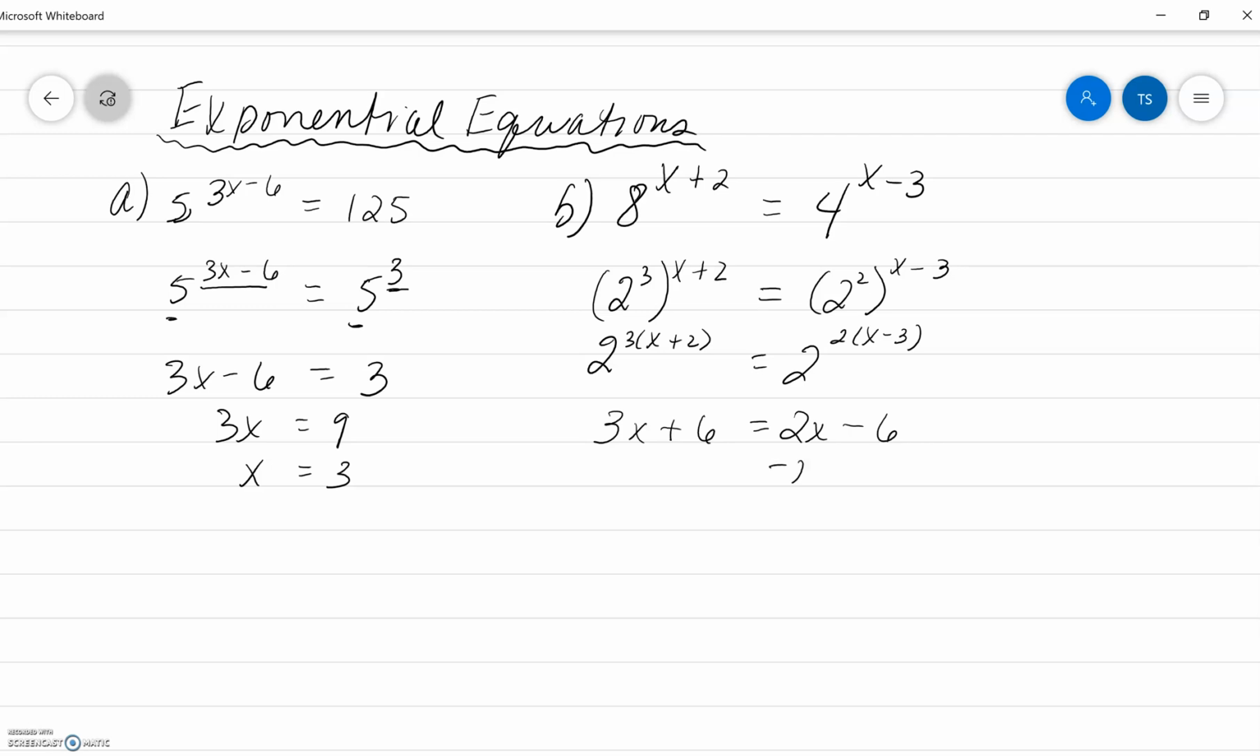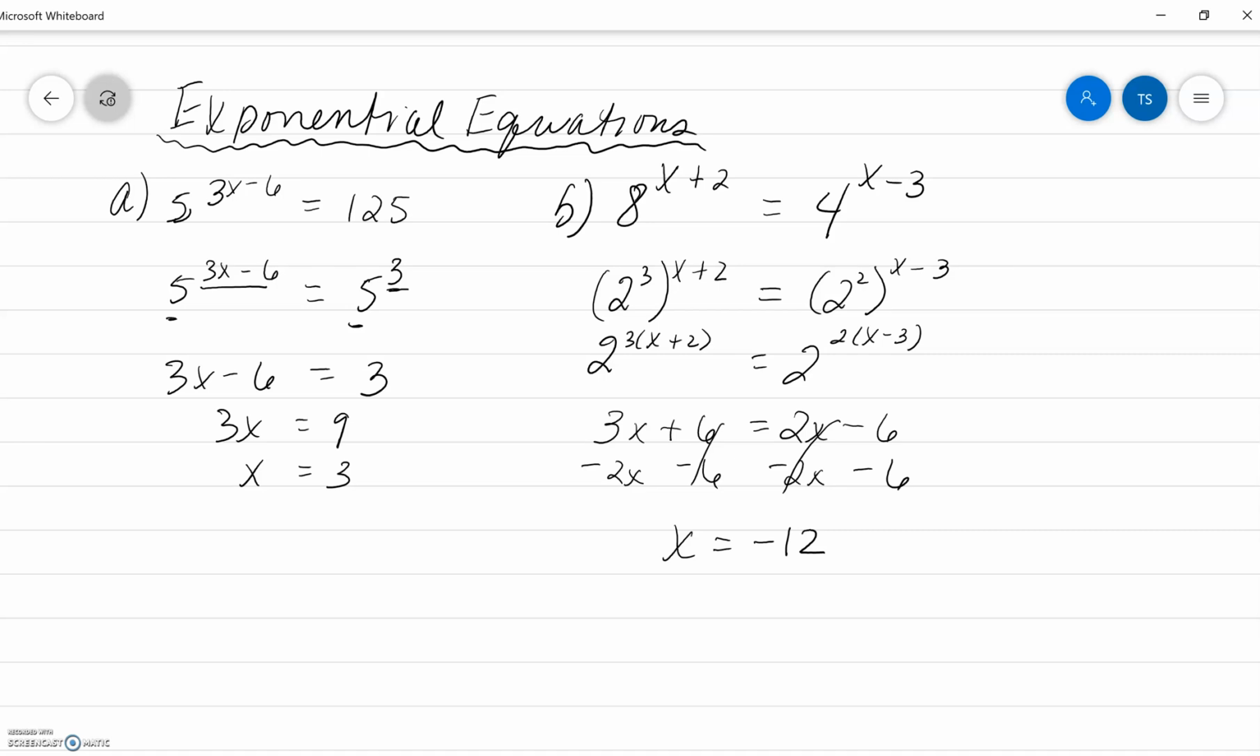Move your x's, so subtract your 2x, subtract your 6. Okay, those guys cancel, those guys cancel. We're going to get x equals negative 12. Okay, so I didn't even use a calculator and just carry on from there.